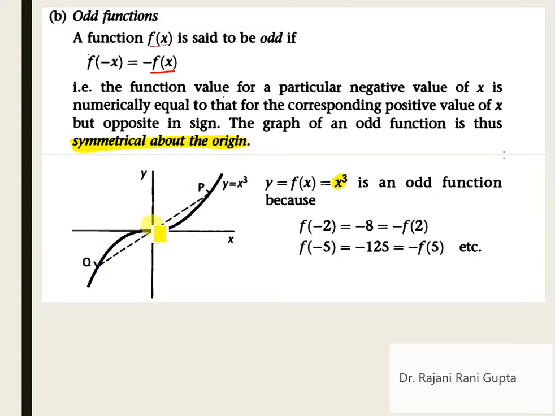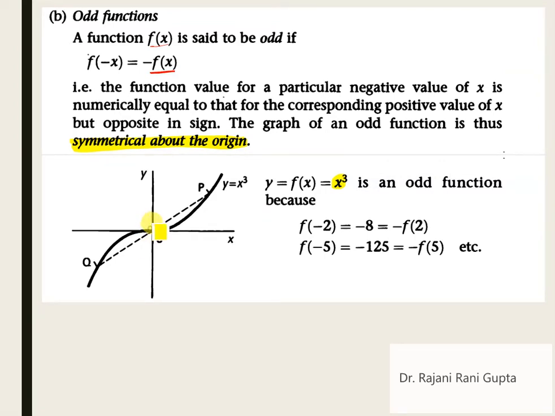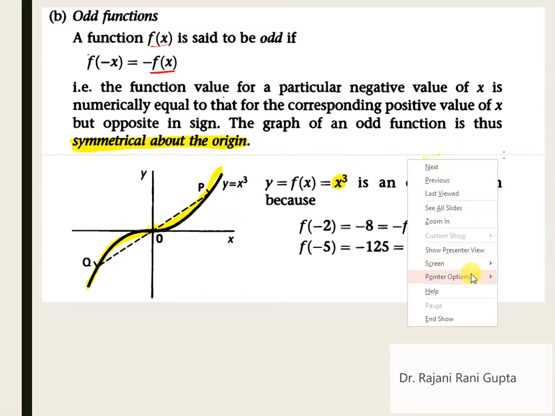Now, what you can say, if this is the origin, you can say that this is symmetrical about the origin, because this is the curve above the origin and this is below the origin. So it's just the symmetry about the origin.